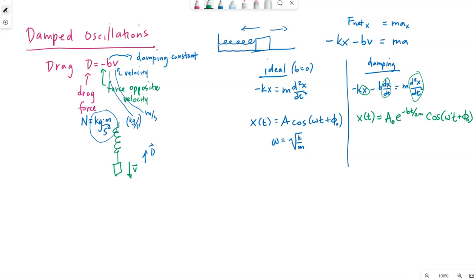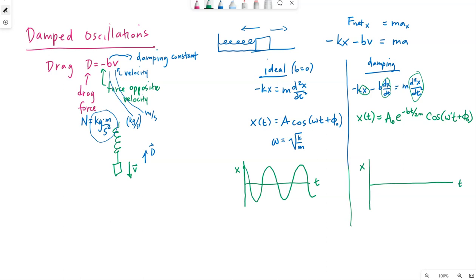So in the ideal situation, if we just think of the graph, the position of our ideal oscillator as a function of time, the amplitude always stayed the same. In the case of damping, that amplitude decreases with time. So it gets smaller and smaller and smaller.